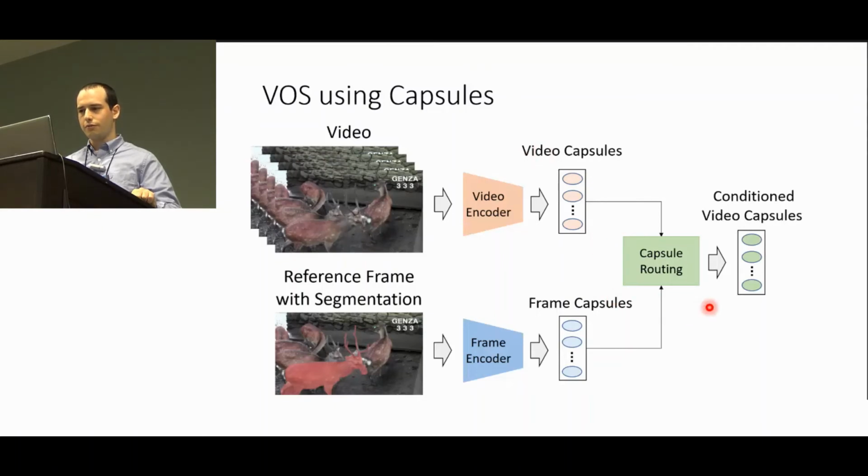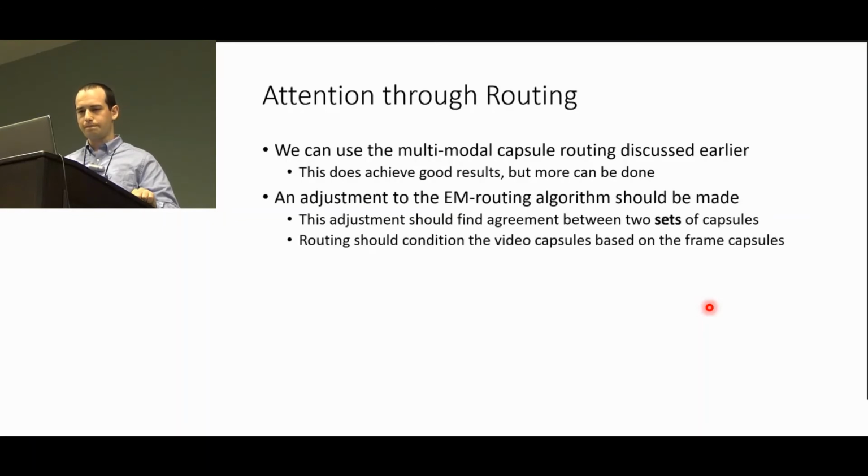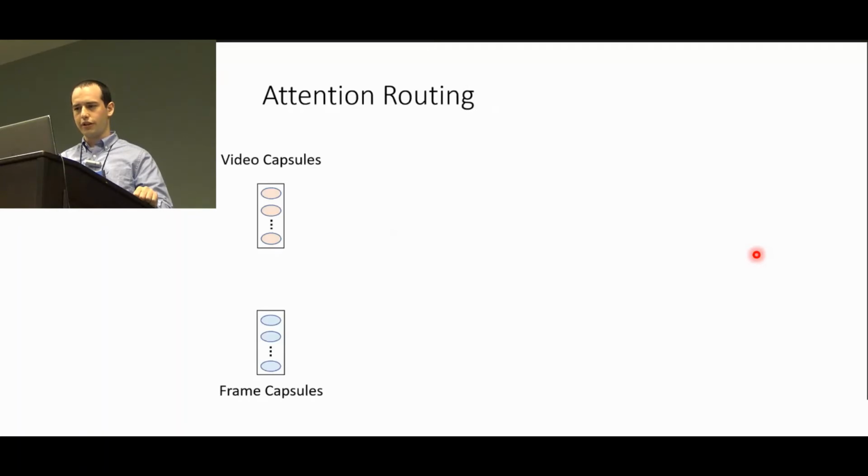So how do we do this capsule routing? One way would be to simply use the multimodal capsule routing I discussed earlier. That actually does achieve pretty good results, but more can be done by applying attention into the routing. We can adjust the EM routing algorithm to find the agreement not only between all capsules that are passed in, but rather between two different sets of capsules: the video capsules and the frame capsules. This should then condition the video capsules based on the frame capsules. So I'll go over this attention routing now.